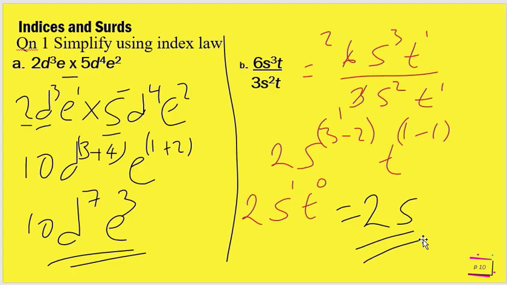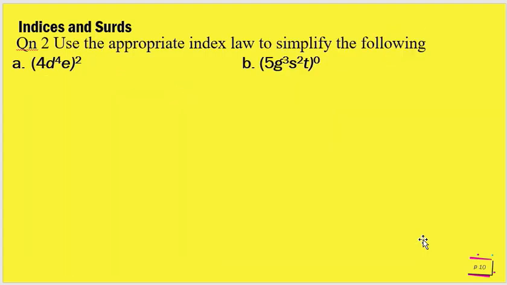Now let's proceed and see another question. Question number 2. Use the appropriate index row to simplify the following. Now we need to simplify this. Use the appropriate index row to simplify.